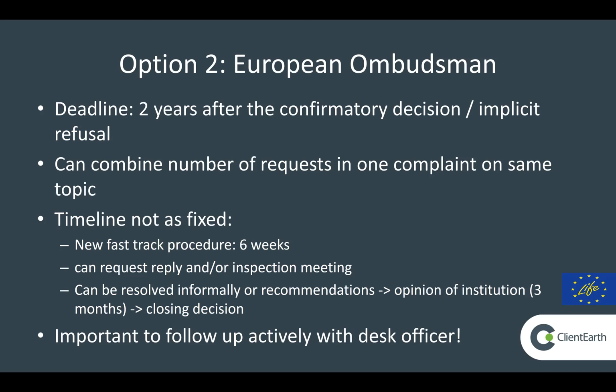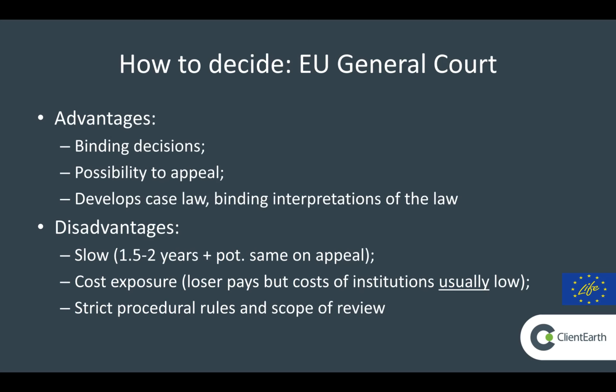So that's very important to keep in mind when dealing with the Ombudsman. So how do these options compare? The General Court has the advantage that it issues binding decisions. That's, of course, a very important advantage. You have the possibility to appeal to the Court of Justice if you're not satisfied with the decision.